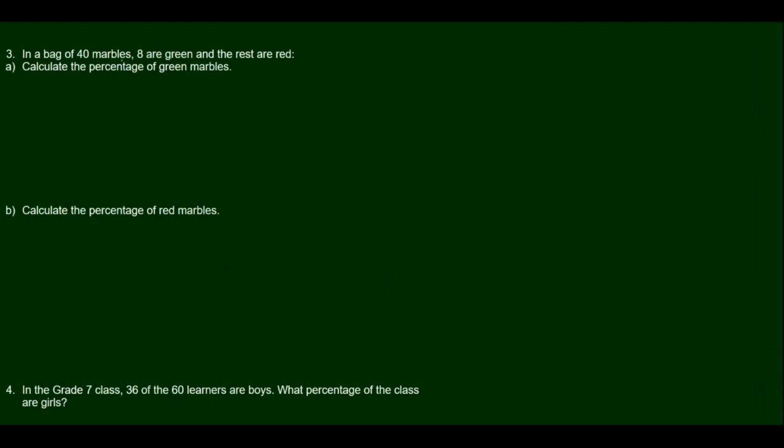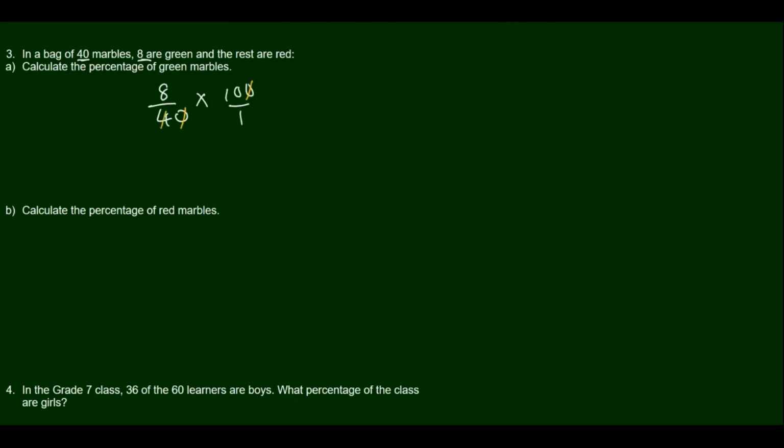In a bag of 40 marbles, 8 are green and the rest are red. Calculate the percentage of green marbles. So we have 8 green out of 40. So we're expressing 8 green marbles as a percentage of the total number of marbles. So it's 8 over 40 times 100 over 1. Then you can start by dividing by 10, cancel the 0, cancel the 0.